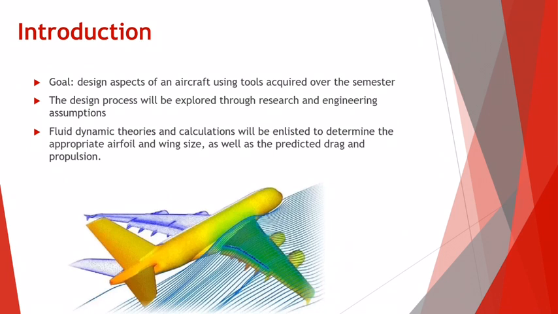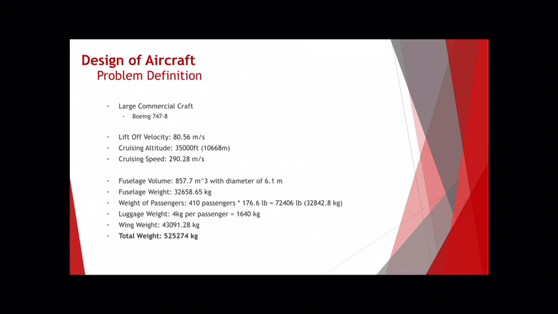This was achieved through research and engineering assumptions, as well as fluid dynamic theories. For our design, we were interested in researching a larger commercial aircraft. Keeping that in mind, we chose to model our design off of a Boeing 747-8. Using the Boeing 747-8 as a reference, we were able to research the liftoff and cruising velocities as well as the cruising altitude. The next thing we looked at was the volume of the fuselage, and we found the diameter of the fuselage to be around 6.1 meters.